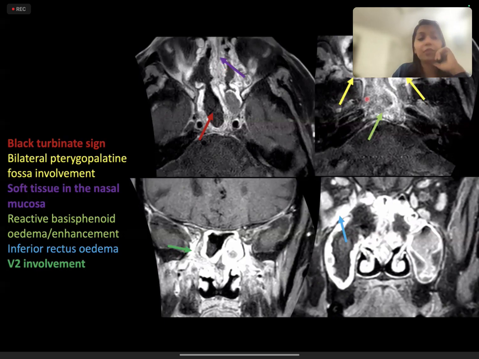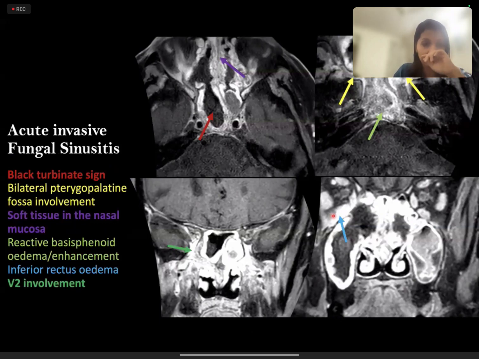But the other important findings are the obliteration of the retroantral fat, and there's enhancement in the retroantral fat. So bilateral pterygopalatine involvement. There's edema of the basisphenoid, and there's probably reactive edema of the basisphenoid. And there's also orbital involvement here, and infiltration of the fat in the orbits. So this is a case of acute invasive fungal sinusitis.